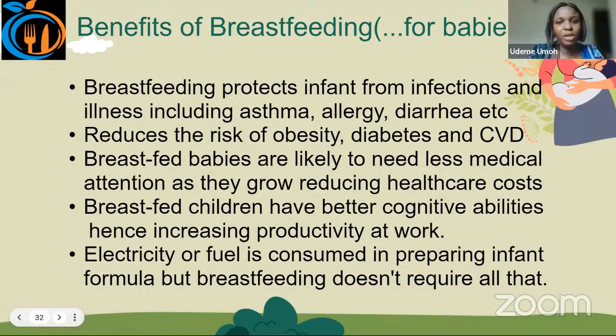So breastfed children have better cognitive abilities, hence increasing productivity at work.